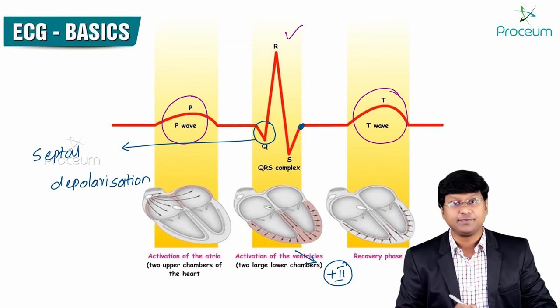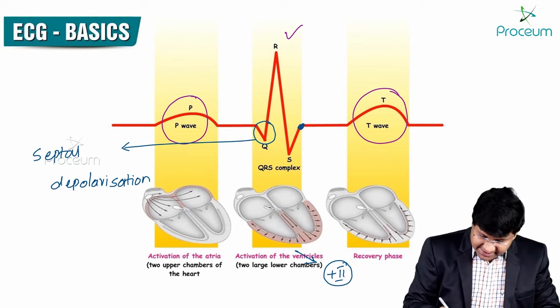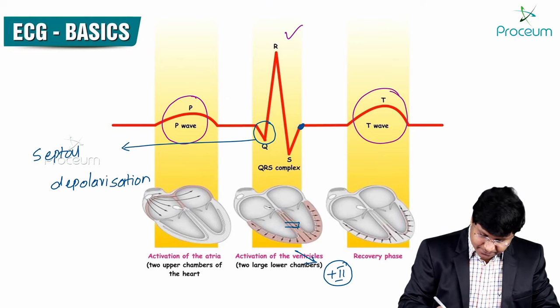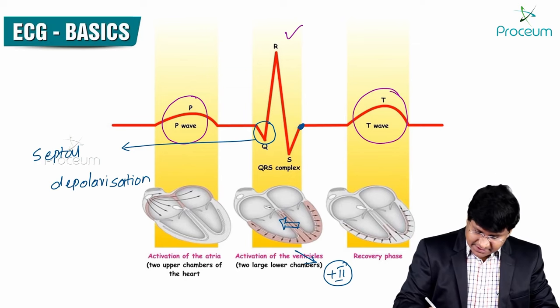Right, it is due to septal depolarization. Now, how will the septum get depolarized? The septum will be depolarized from left to right. That means left to right, with the lead at the apex, and the wave of depolarization is moving away from the electrode. So when the wave of depolarization is moving away from the electrode, you will have a negative complex.